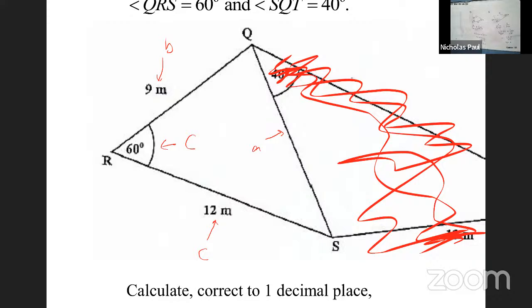Your formula should be A squared is equal to B squared plus C squared minus 2BC cos A. A squared is QS squared. B squared is 9 squared, and then C squared is 12 squared, minus 2 times 9 times 12 times cos 6. Take your time, put the whole thing in the calculator the same way I showed you.